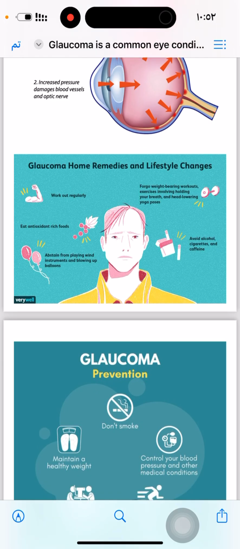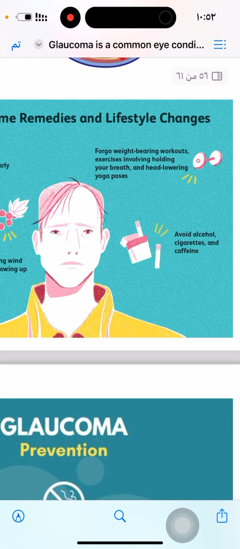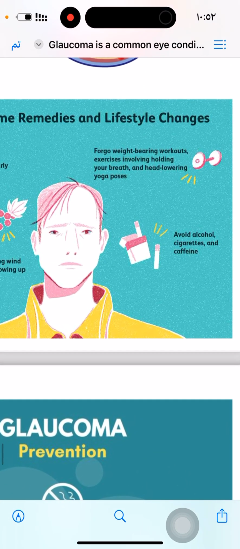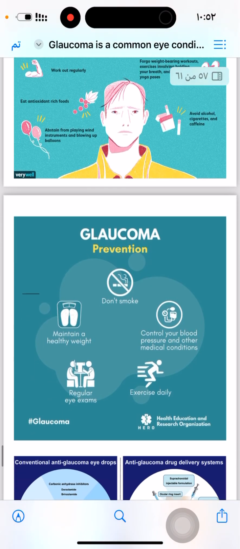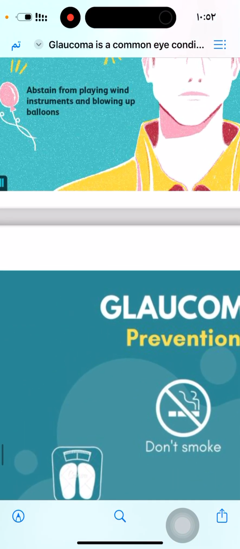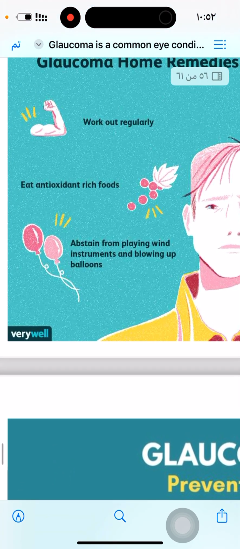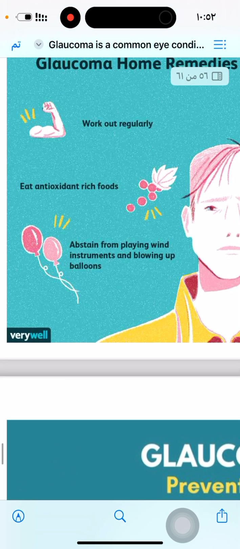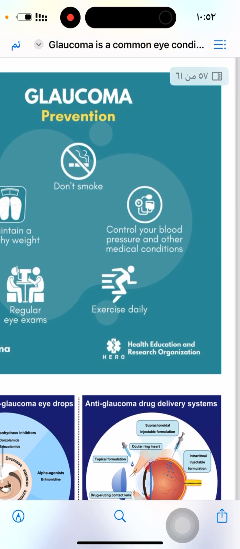At first we must make lifestyle changes toward being healthy. Do weight-bearing workout exercise. Avoid tight collars and ties. Abstain from playing wind instruments, especially like the baron. Eat nourishing food, work out regularly. Glaucoma prevention by this schedule.